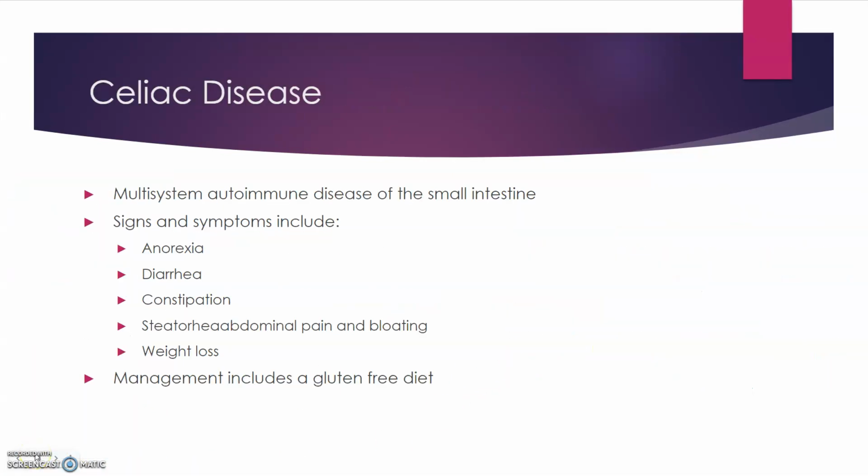So celiac disease, I'm guessing that you've heard of this, but this is related to ingestion of gluten. So this is a multi-system autoimmune disease of the small intestine that has the signs and symptoms of anorexia, diarrhea, constipation, steatorrhea, and weight loss. Diagnostics of this, we can do some lab work to figure out if they have celiac disease. With this, keep the gluten in their diet so that they become positive when we test for them. And then, of course, management includes a gluten-free diet.